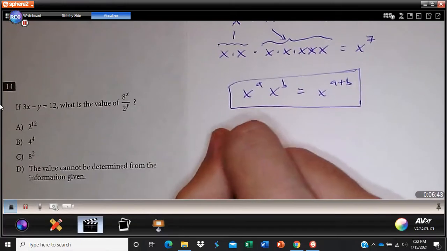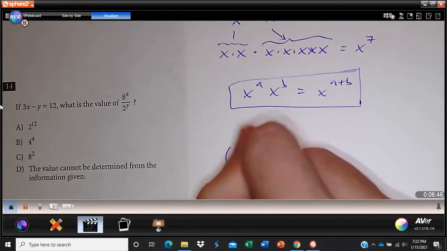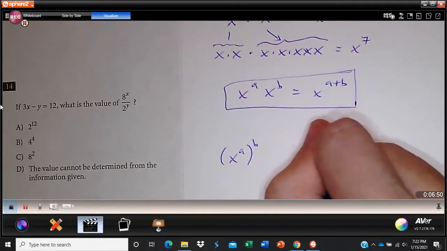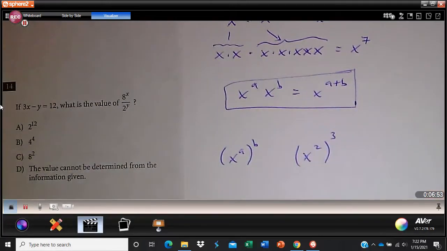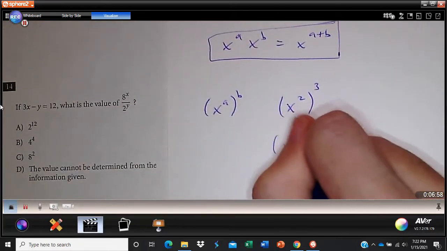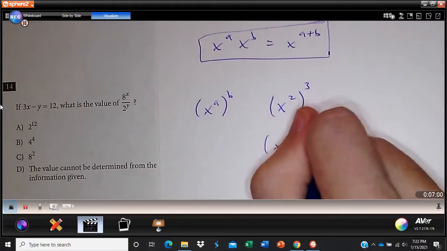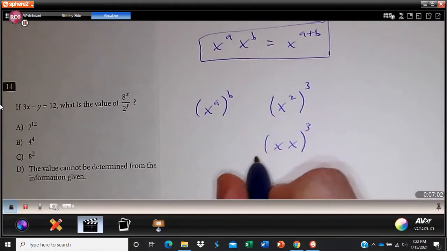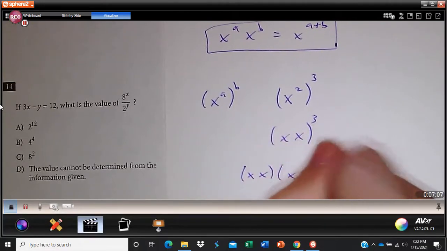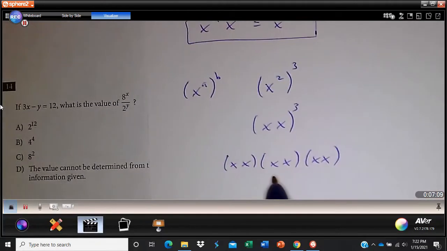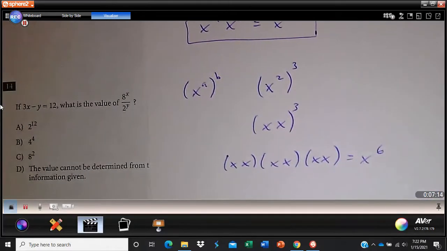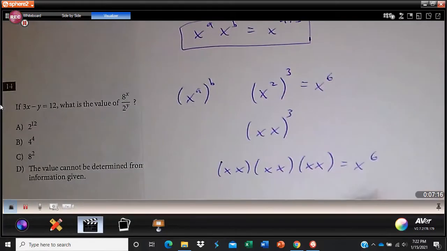Another rule is if you have x to some power to some other power, like this. So let's actually do an example of that. Let's say a is 2 and b is 3 in this case. So x squared, you can rewrite that as x times x, and then that's raised to the power 3 still. So that means that we have 3 of x times x. So we really have this, which is really just 6 x's being multiplied together. So that's really x to the 6th.